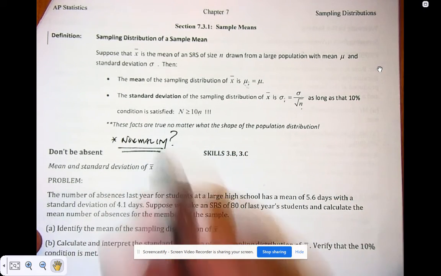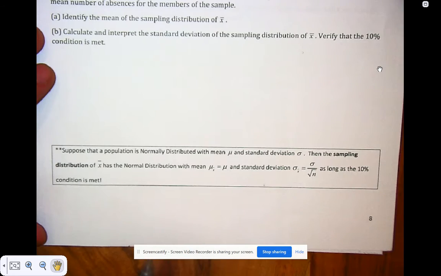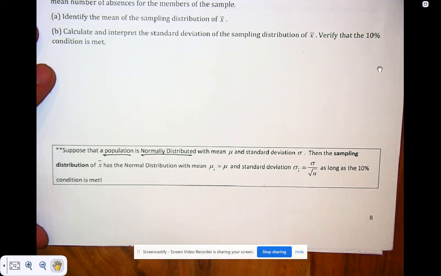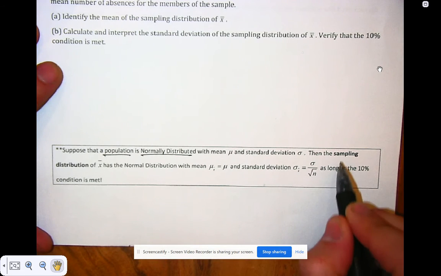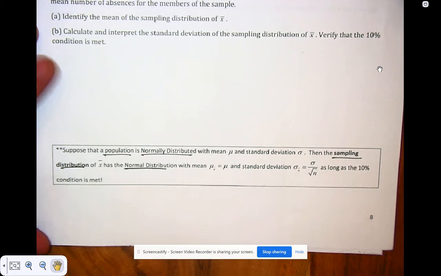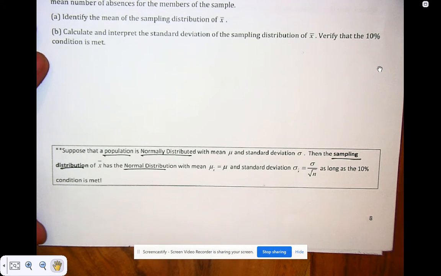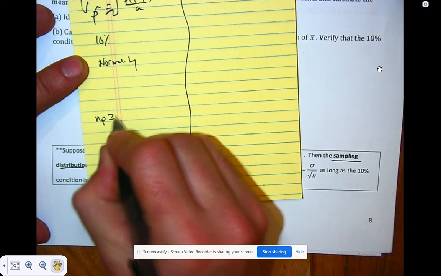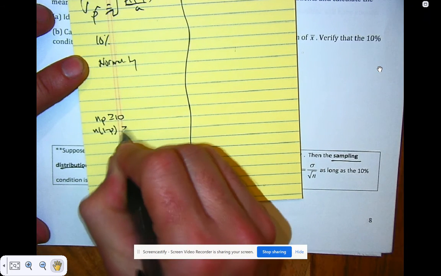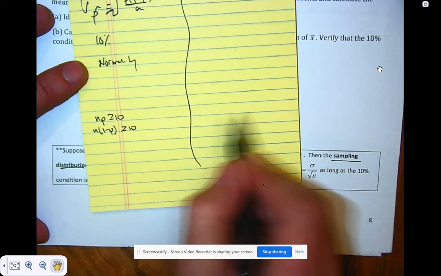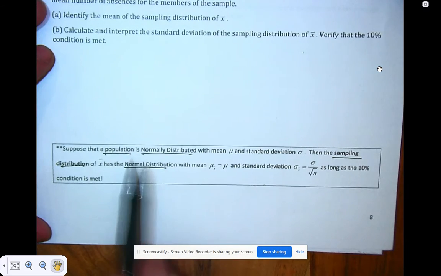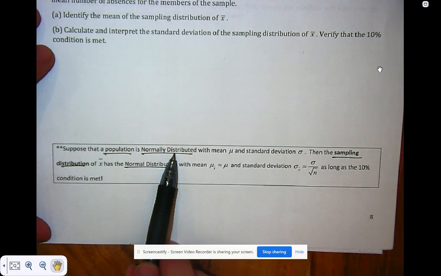When they ask you about normality, at the very beginning they're going to tell you the population is normally distributed. If the population is normally distributed, then the sampling distribution is normally distributed. It's much easier. Remember in P land, the last couple of days you had to check np greater than or equal to 10 and n times 1 minus p greater than or equal to 10. That's gone. All that has to happen over here is they need to tell you something about the population.